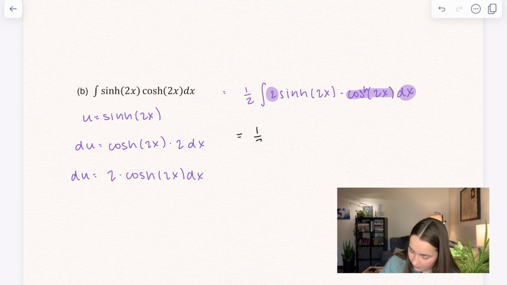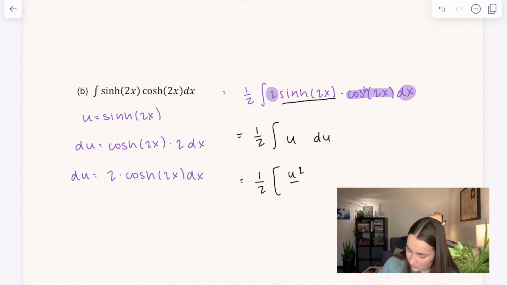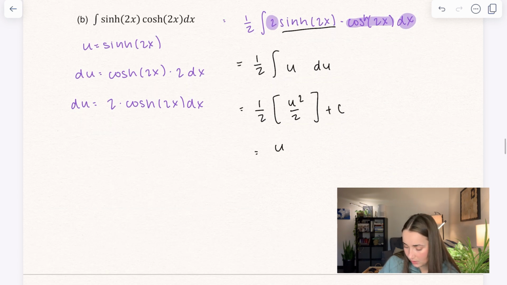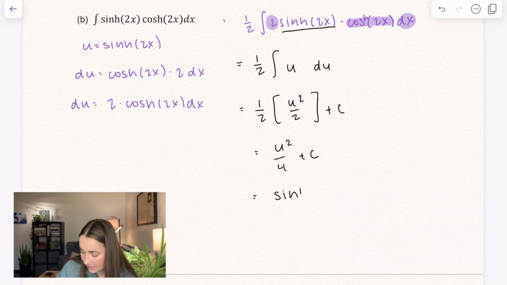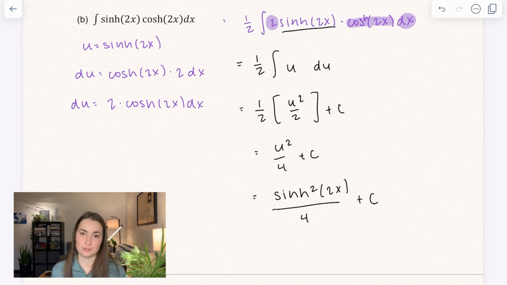I get 1/2. All of that highlighted in purple becomes my du. And I have that hyperbolic sine of 2x. That's exactly what our u is equal to. So here I can go ahead and take the antiderivative. I get u squared divided by 2 plus some constant c. And we can go ahead and multiply those together. u squared divided by 4 plus c. And we can plug in our hyperbolic sine of 2x for u, giving hyperbolic sine squared of 2x divided by 4 plus c. And that right there is our final solution.